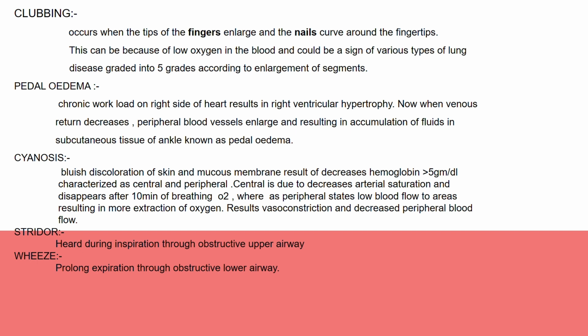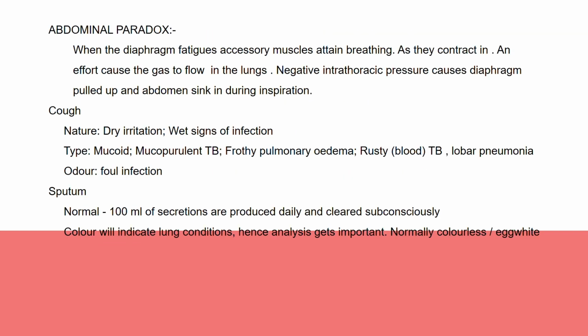We will check for stridor, that is heard during inspiration through an obstructed upper airway. Then we can check for the wheeze, that is a musical sound heard during expiration. We can go for abdominal paradox. Now what is it? It is a physical sign of diaphragmatic dysfunction where the diaphragm moves opposite to the normal movement.